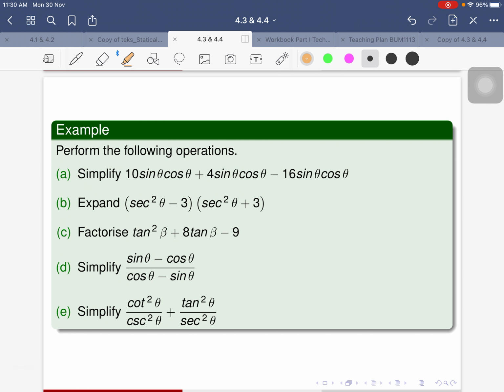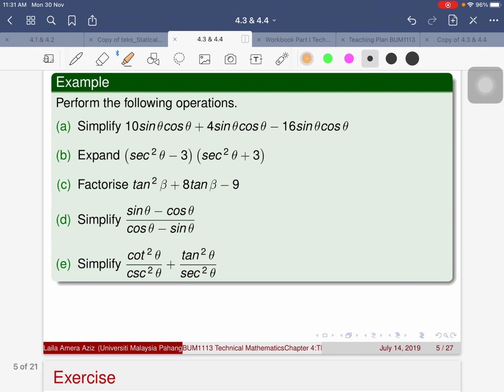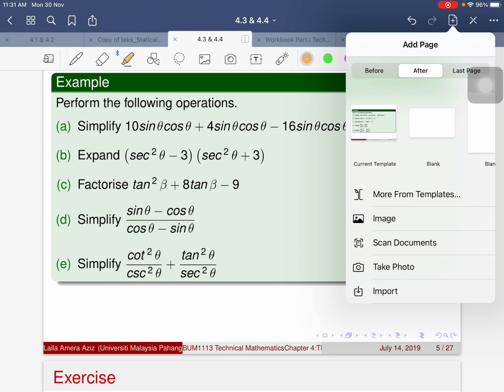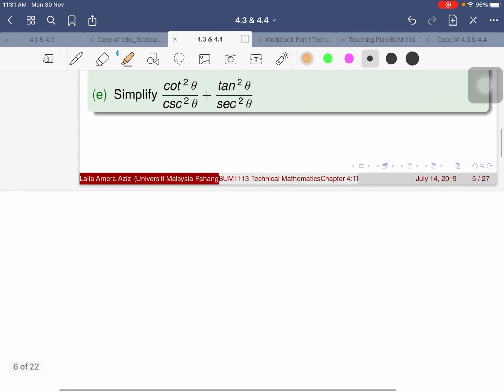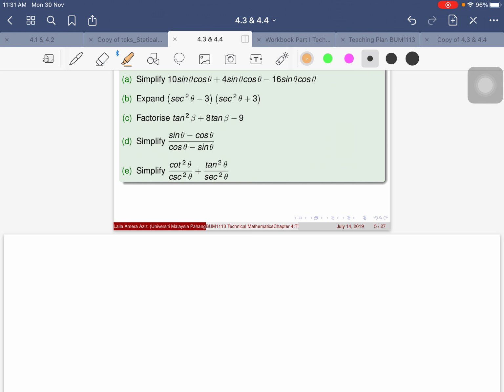Okay, and as what we have done with polynomial functions, it will be the same idea for trigonometric functions as well. There are operations that we can do for trigonometric functions. We can simplify them, we can expand them, we can factorize them. Those are going to be the same ideas that we have seen for polynomial functions. The only thing is that this is going to be in terms of trig. So let's have a look at all of these examples.